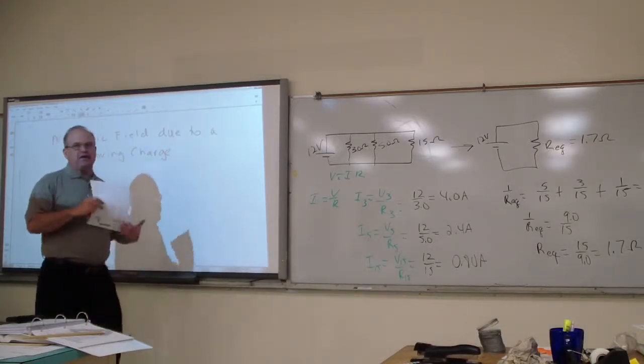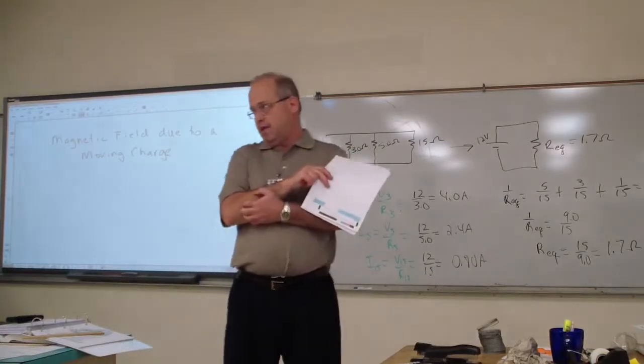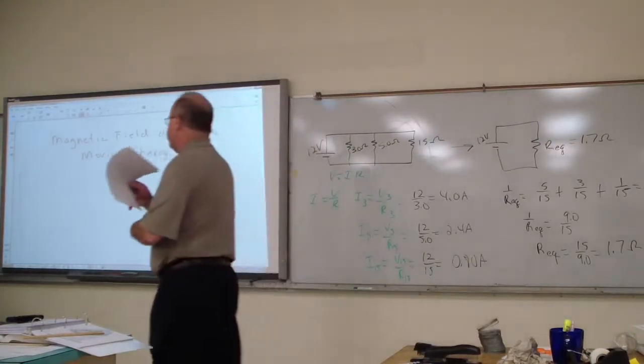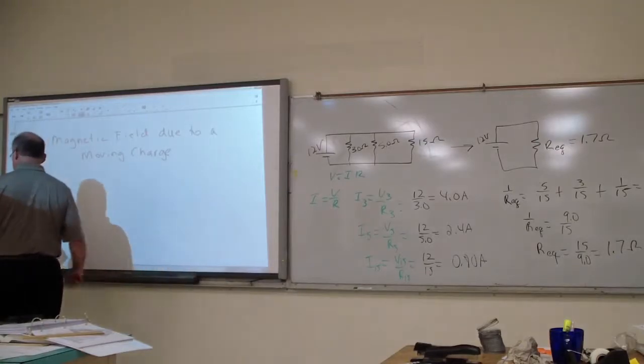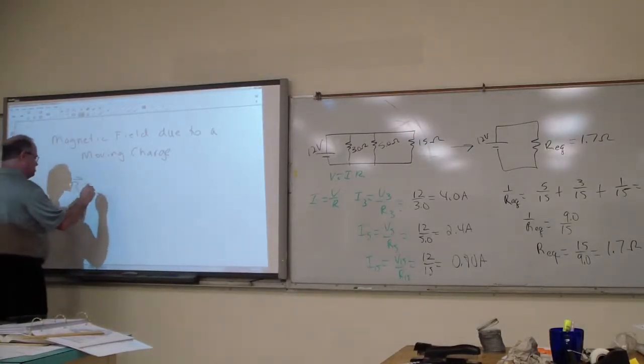Okay, guys, we're going to do magnetic field due to a moving charge. The fact that the charge is moving produces a magnetic field, okay? If it doesn't move, you don't have a magnetic field, all right? All right, here's the equation for that. Mu sub O.